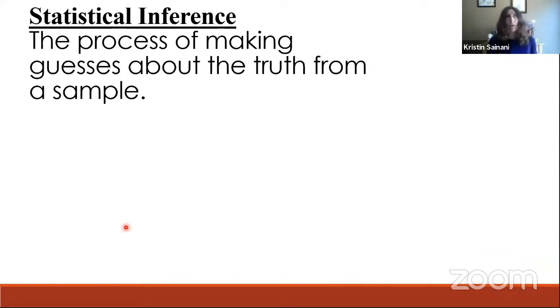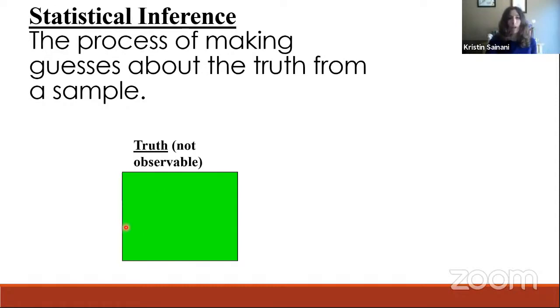Let's step back for a minute and talk about what we even mean by statistical inference. Statistical inference is the process of making guesses about the truth from a sample. We have some unknowable truth, some number in a large population that we want to know. We call that number the population parameter. That is the true number in the whole population.